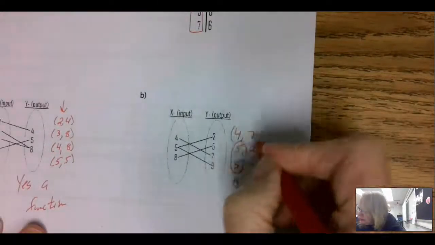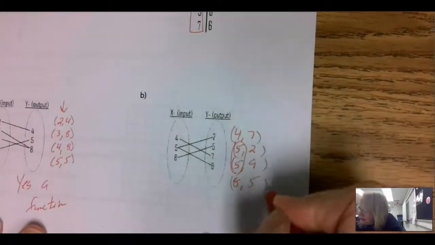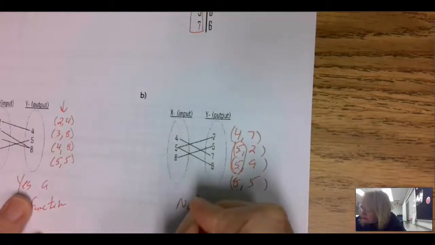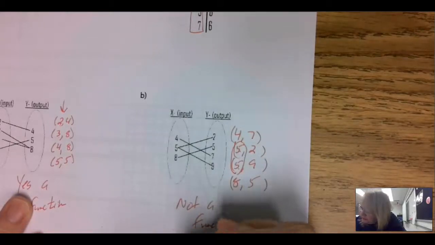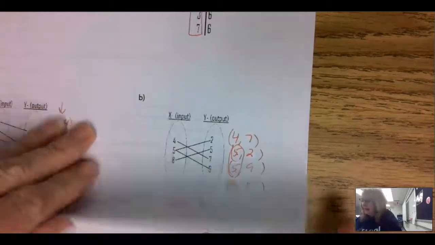So these are my ordered pairs. I see that my x values repeat right here, so not a function. Okay, next page. See, easy stuff.